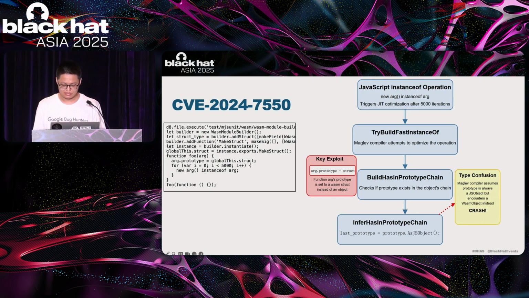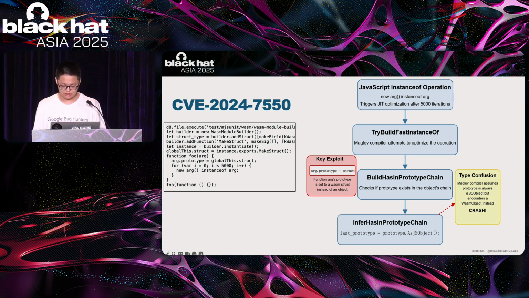Now, let's analyze the second type confusion vulnerability. This vulnerability occurs in V8's JIT compilation optimization process. As shown in the flowchart, this bug is related to JavaScript's instanceof operation. During optimization, the compiler attempts to speed up instanceof checks by calling TryBuildFastInstanceOf, which in turn invokes the BuildHasInPrototypeChain to determine whether the object's prototype chain contains the target constructor's prototype.